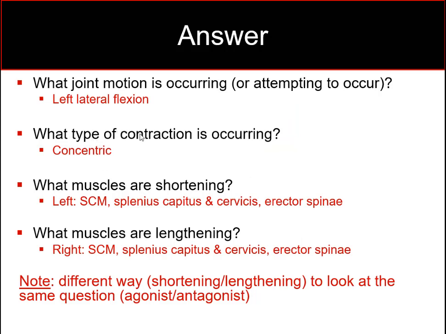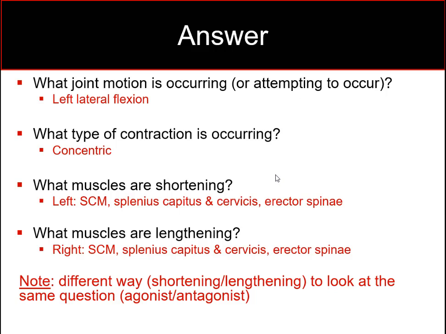So I think it's what I asked here. What type of contraction is this? Concentric. Left lateral flexion. The muscles that are the agonists are the ones that are shortening. The muscles of the antagonist are the ones that are lengthening. Remember, it's the same as shortening versus lengthening, agonist versus antagonist, with the type of contraction.